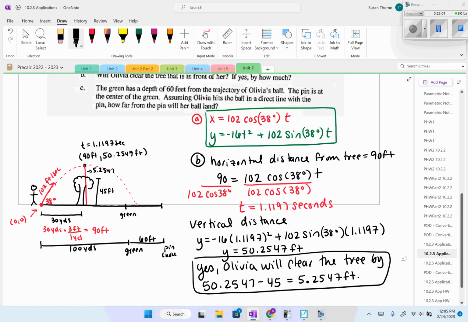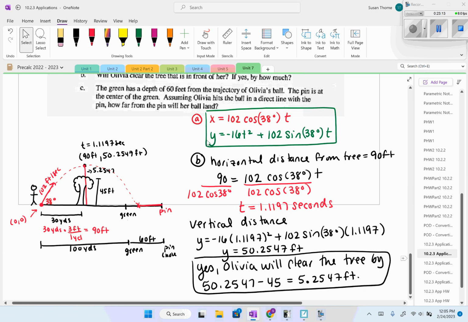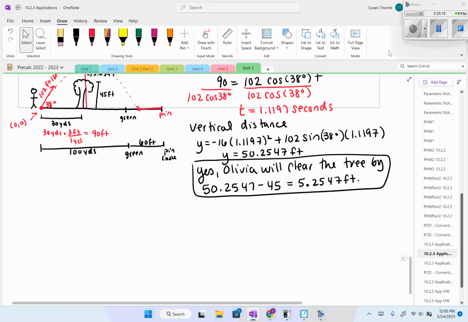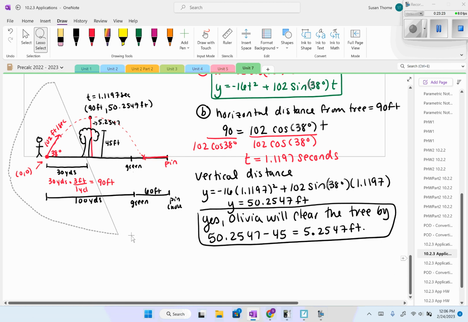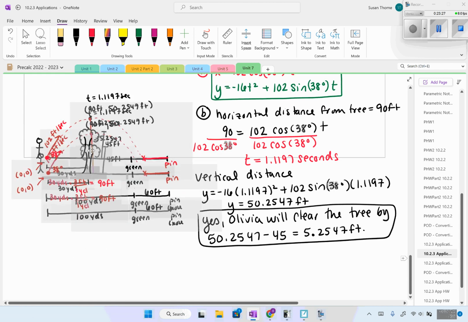So we want to figure out how far from the pin her ball will land. So we're figuring out this distance from here to the pin, which is the hole. So we need to first figure out where she's going to land. In order to do that, we need to think about a couple different things.